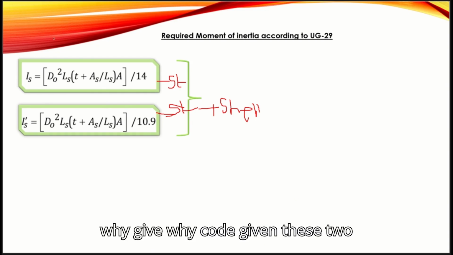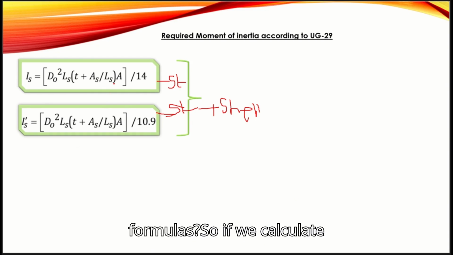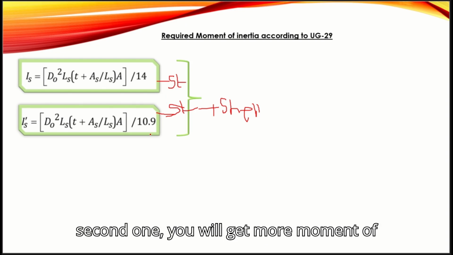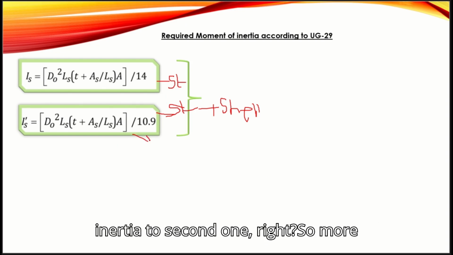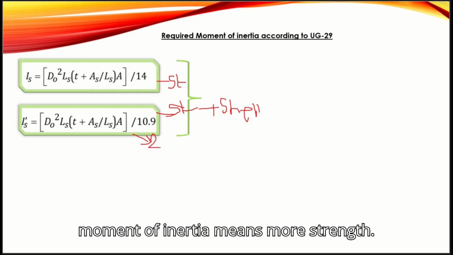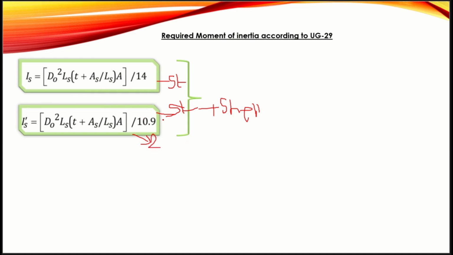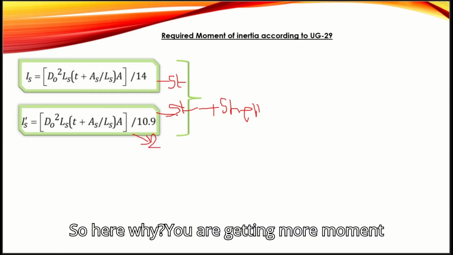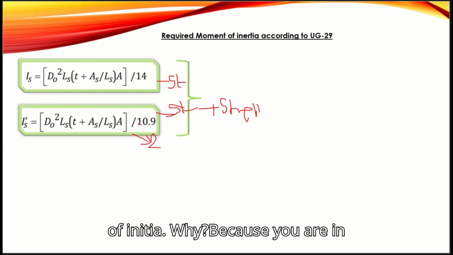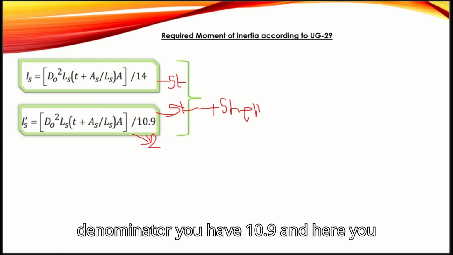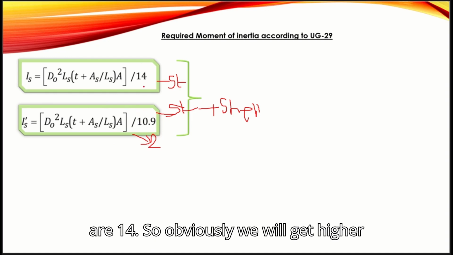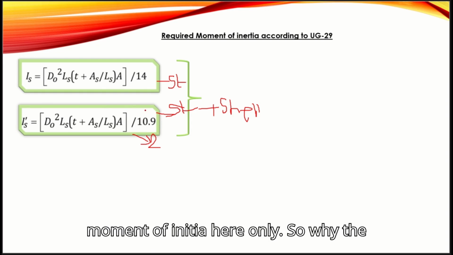So why does the code give these two formulas? If we calculate the moment of inertia for the first one and the second one, you will get more moment of inertia from the second one, right? More moment of inertia means more strength. Why? Because in the denominator you have 10.9 here and 14 there, so obviously you will get a higher moment of inertia here.